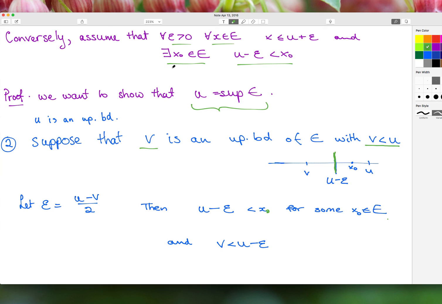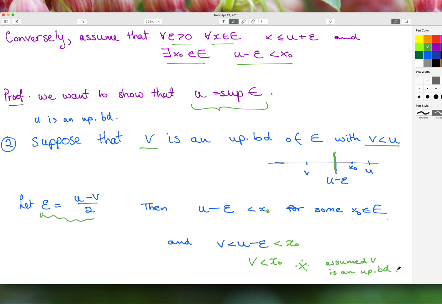That was part of our assumption. For all epsilon greater than 0, there exists an x naught in E such that U minus epsilon is less than x naught. So I pulled out that x naught and said for this epsilon that we've constructed, U minus epsilon is less than that x naught. But we know that V is also less than U minus epsilon because we've constructed epsilon such that this U minus epsilon sits halfway between U and V. And since V is less than U minus epsilon and U minus epsilon is less than x naught, that means that V is less than x naught, and that's a contradiction because we assumed that V is an upper bound.